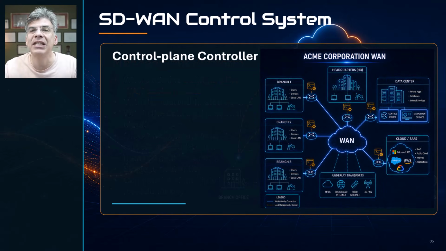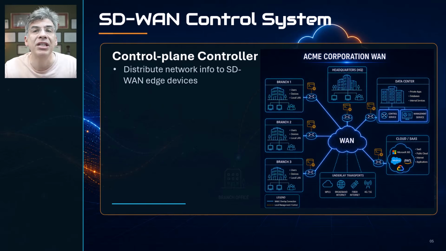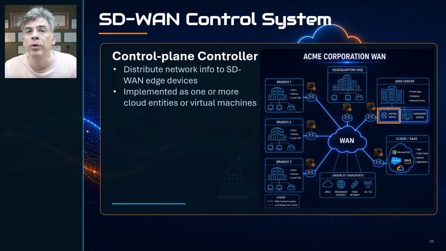Second, we have the SD-WAN control system. This is the control plane controller. Remember, its job is to distribute routing topology, reachability, and policy information to the SD-WAN edge devices. What does the control plane system look like on the network? Like the SD-WAN Manager, the control plane system is normally implemented as one or more virtual machines rather than as a physical device. It may run on an enterprise data center or a public cloud environment.